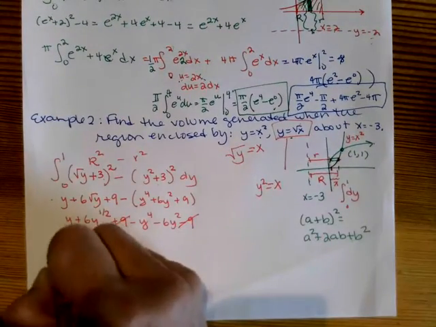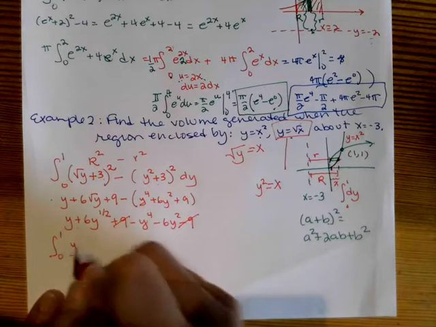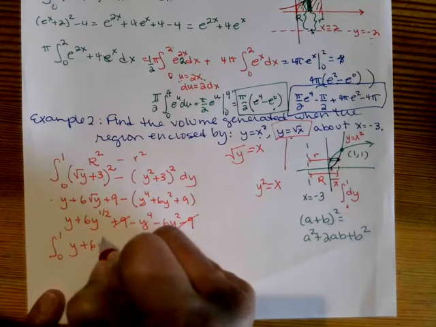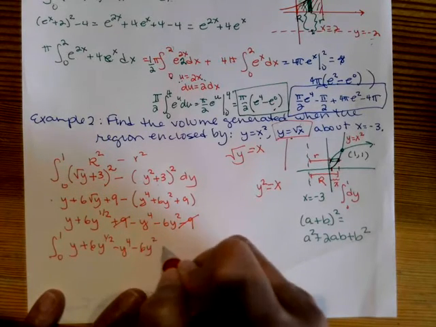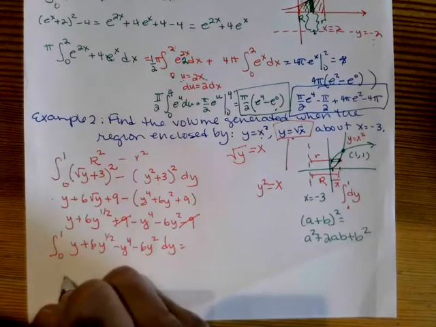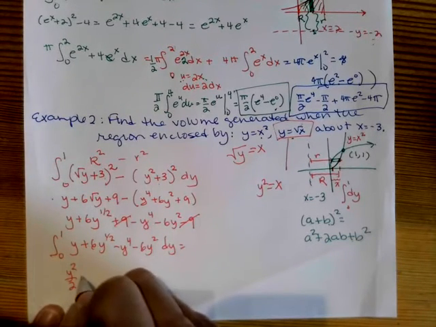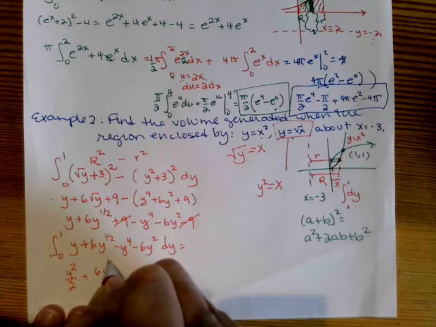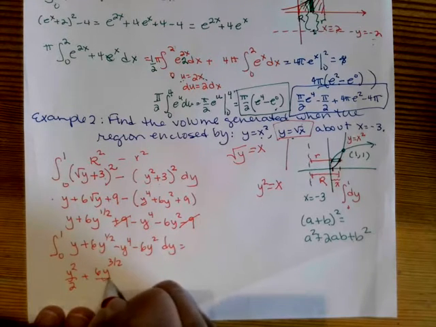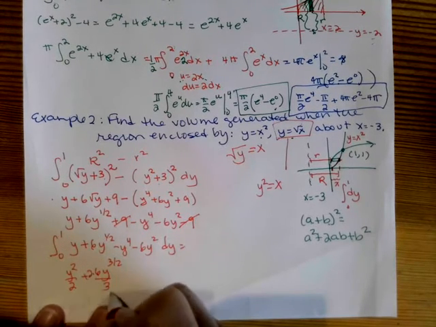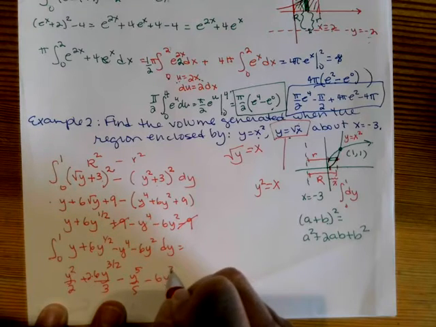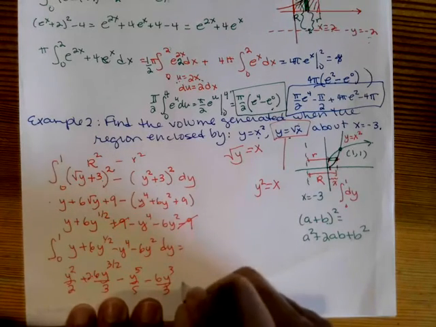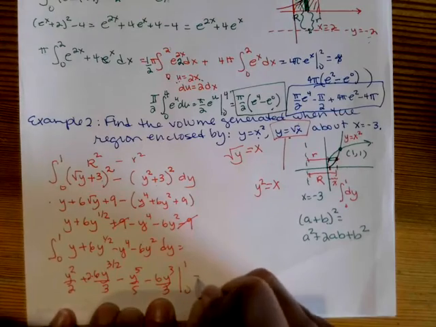Okay, so then let's go ahead and find the antiderivative. The integral of y plus 6y to the 1/2 minus y to the 4th minus 6y squared dy. So y squared over 2 plus 6y to the 3/2, right? Add 1, divide by the new exponent, the 3 goes on bottom, the 2 pops up top, minus y to the 5th over 5, minus 6y cubed over 3, between 0 and 1.